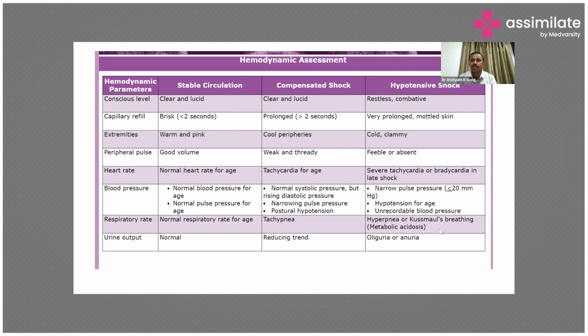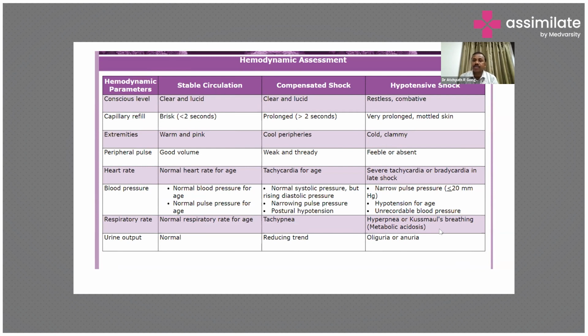And then comes the hypotensive shock, where the patient becomes restless and combative. The capillary refill can be very prolonged, as high as 6 or 7 seconds. The skin can be mottled. Extremities are cold and clammy. The peripheral pulses are feeble or almost absent.